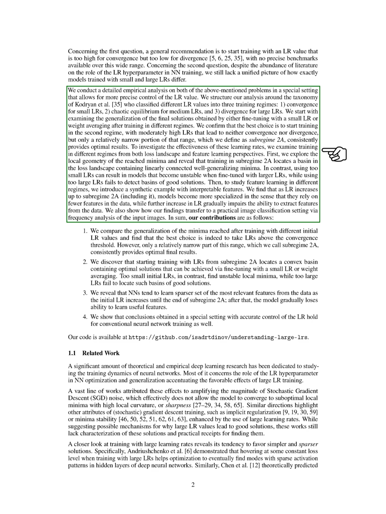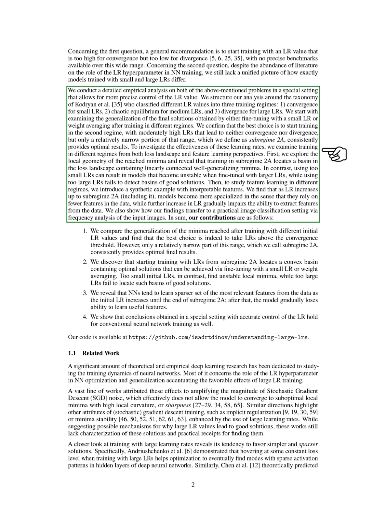We discover that training in subregime 2A leads to a basin in the loss landscape with well-generalizing minima that are linearly connected. In contrast, using too small LRs can create instability when fine-tuning with larger LRs, while excessively large LRs may overlook good solution basins. To explore feature learning, we introduce a synthetic example with interpretable features. We find that as the LR increases up to subregime 2A, models become more specialized, relying on fewer features. However, beyond this point, the ability to extract useful features diminishes.